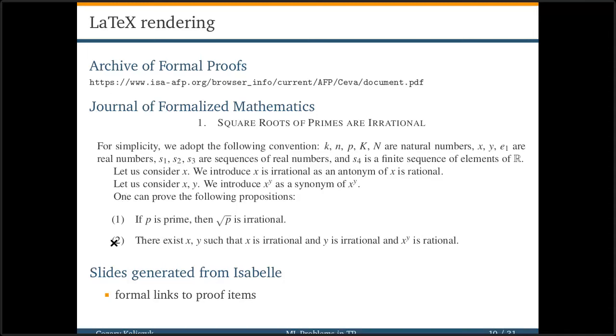So here I actually included a crop of the PDF of what was generated. For simplicity, we adopt the following convention. These are the natural numbers, these are real numbers, and so on. Let us consider x. We introduce x is irrational as an antonym for x is rational. Let us consider, we consider this as a synonym. We can prove the following propositions. If p is a prime, then the square root of p is irrational. There exist x, y such that x is irrational and y is irrational and x to the y is rational. So it looks very nice.